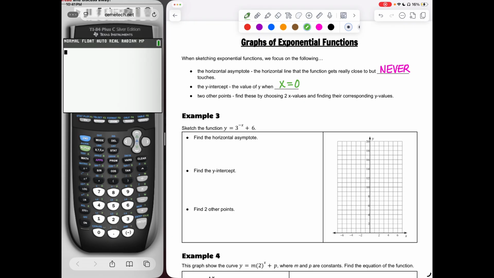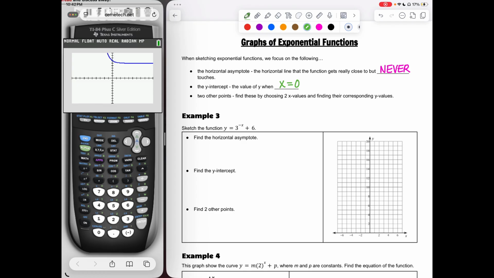So let's look at example 3. It says sketch the function y is equal to 3 to the power of negative x plus 6, and find the horizontal asymptote. The first thing I'm going to do is go to y equals and type in this function, y is equal to 3 to the power of negative x plus 6. When I do that, I want to look at how it behaves. So I'm going to graph it. Okay, so I know that the asymptote is a positive number because it is above 0.